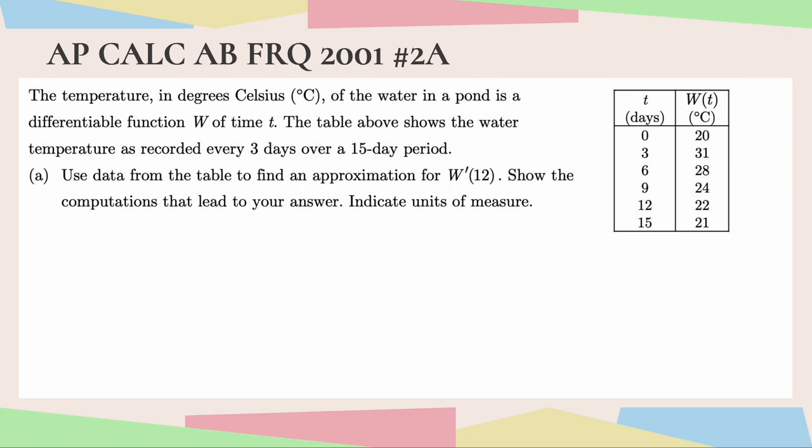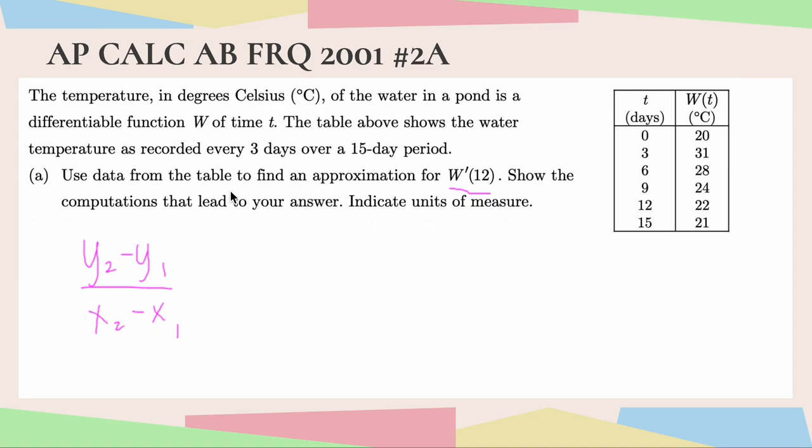Okay, so part A says use data from the table to find an approximation for W prime of 12, show the computations that lead to your answer, indicate units of measure. So again, for an average value problem, I'm going to use my simple Algebra 1 formula right here. And all I'm going to do is pick 2 points from my table to plug in for my y2, y1, x2, x1.